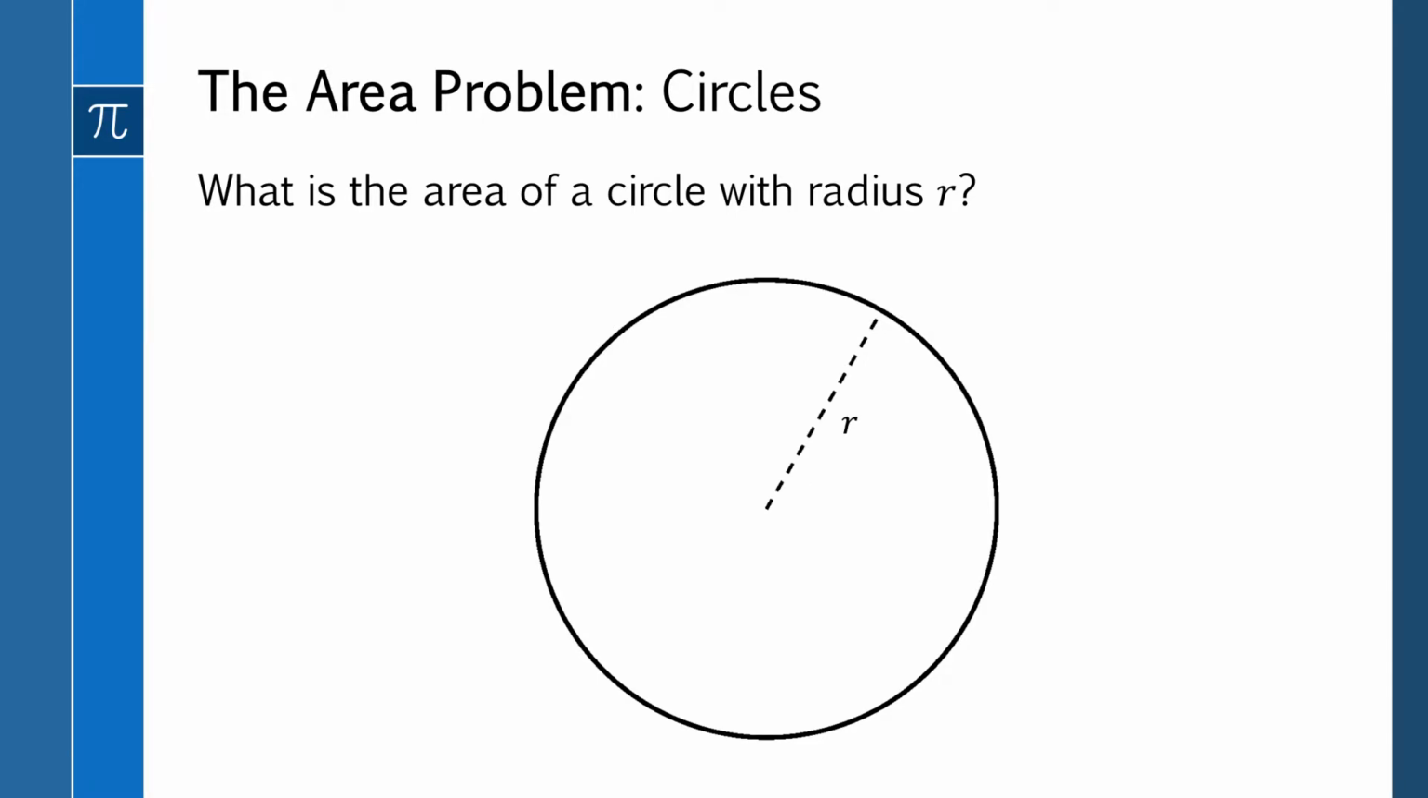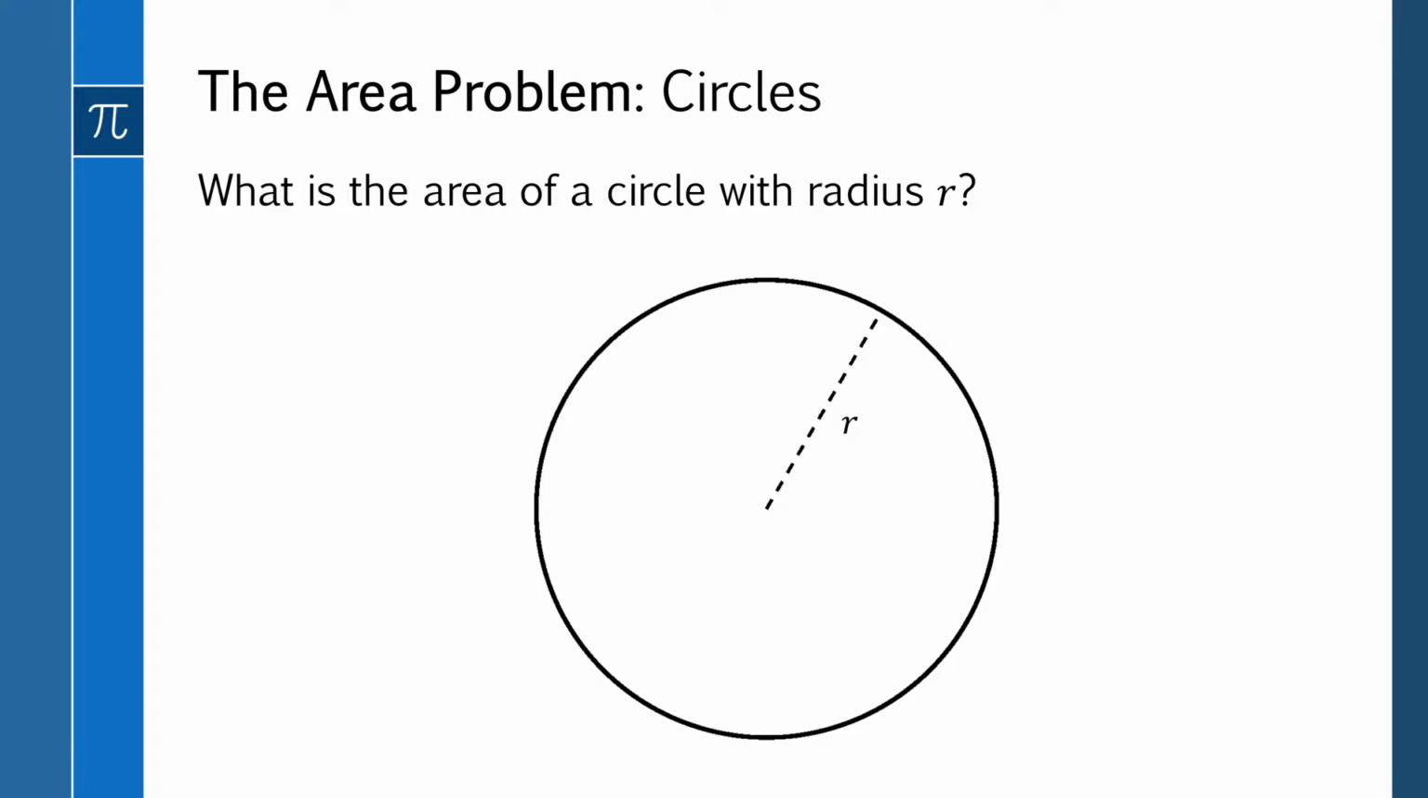So the area problem. What is the area of a circle with radius r? Someone want to say it? Pi r squared. Excellent. And we're going to see how you can figure that out. The problem with a circle is that it's curvy, right? And curvy things, it's hard to get their areas. And that's something we're going to come across later on as well.